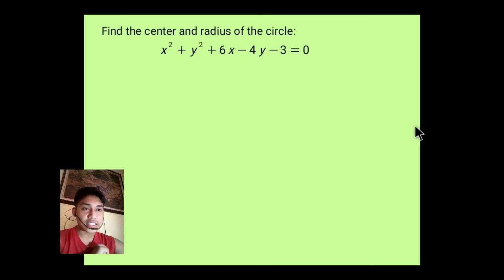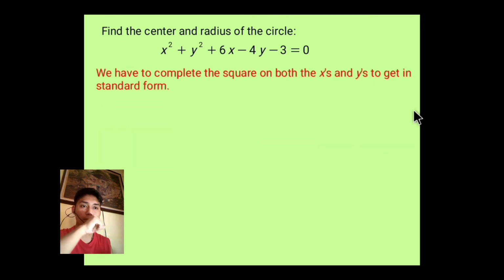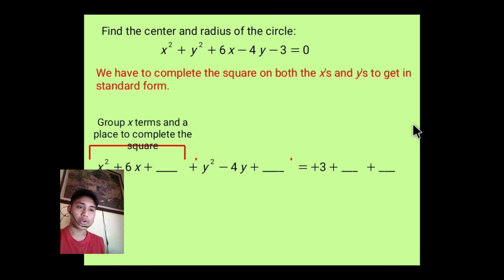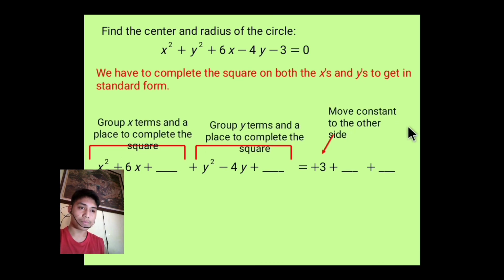Now, find the center and radius of the circle x squared plus y squared plus 6x minus 4y minus 3 is equal to 0. We have to complete the square on both the x's and y's to get the standard form. Half of 6 is 3, then the square of 3 is 9. We just add it.